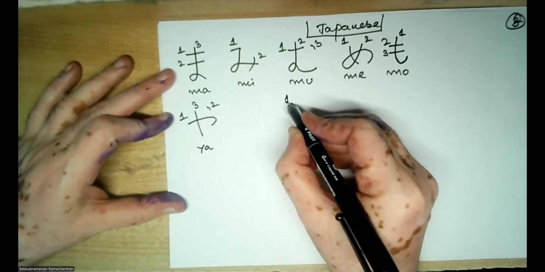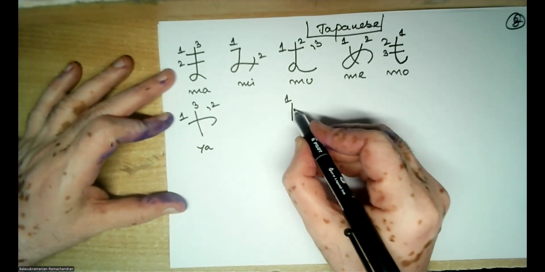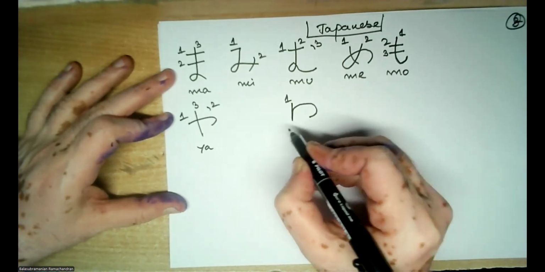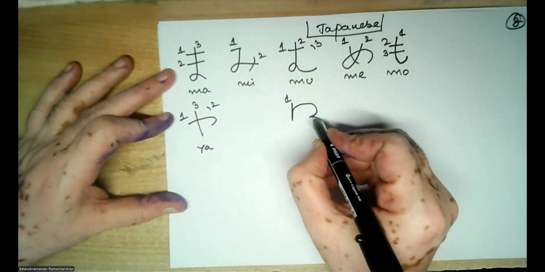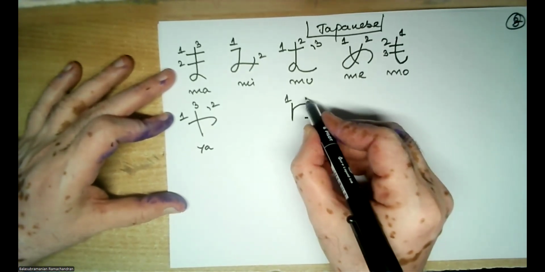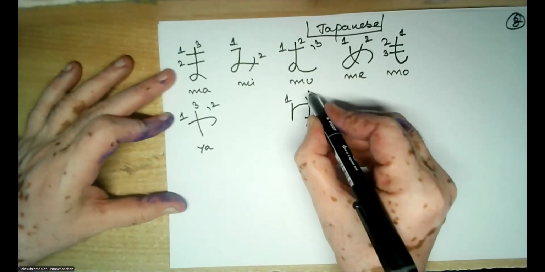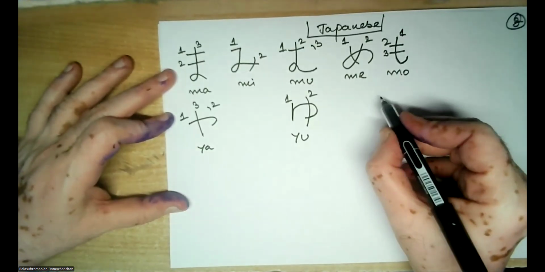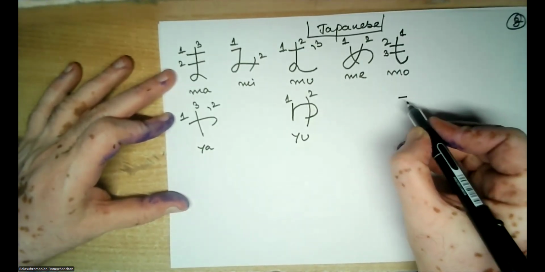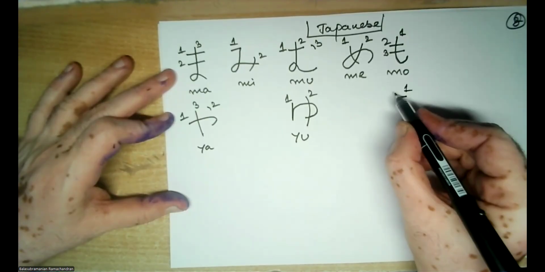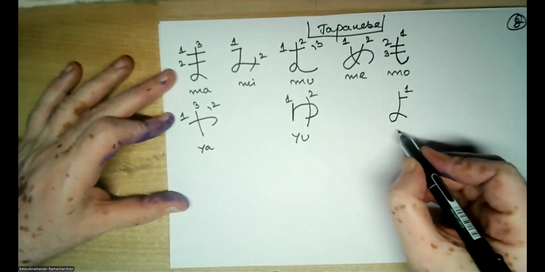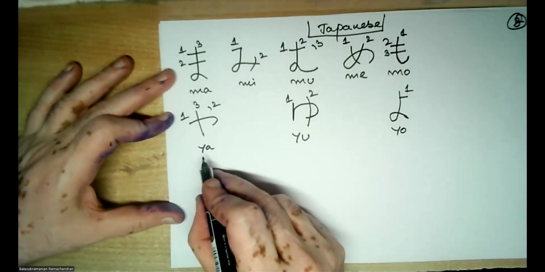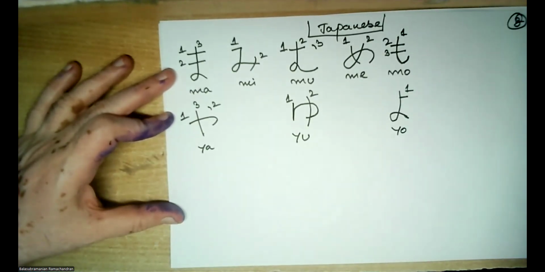Stroke one will be written like this without taking the pen off the paper. So one like this, and then two cuts it like this. So you have ya, you, and then you have yo, stroke one, and stroke two. Okay, stroke two. Ya, you, yo.